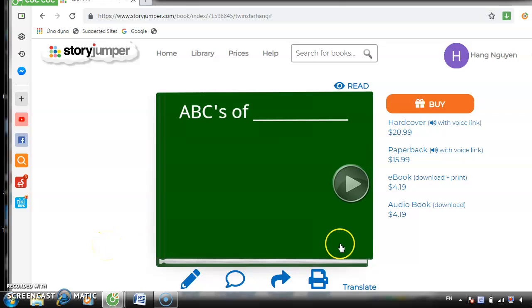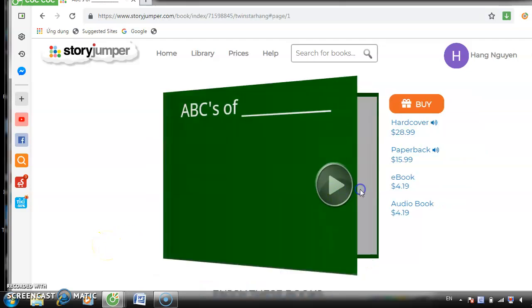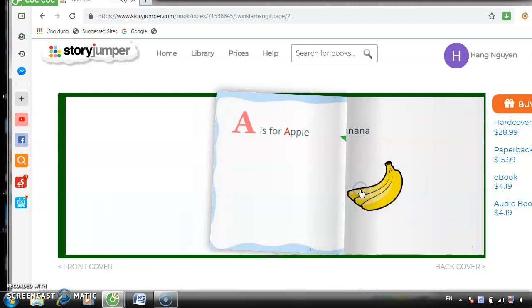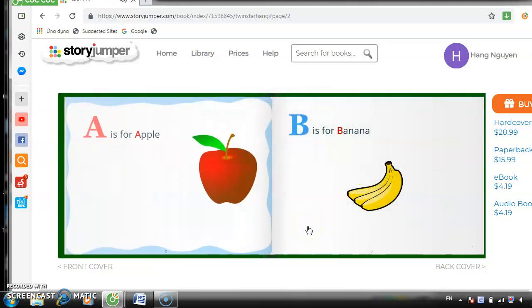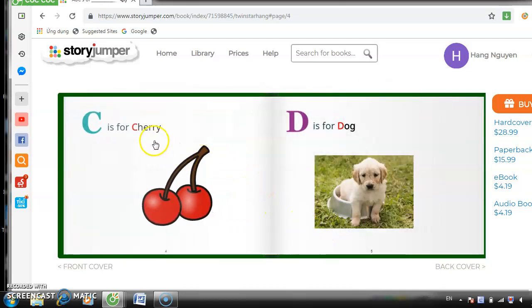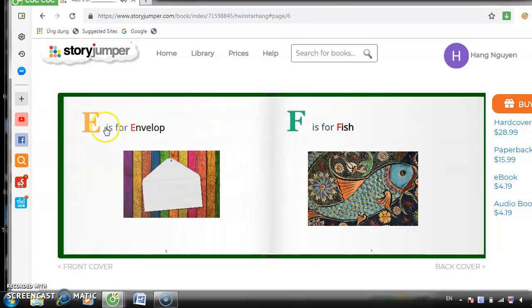Now let's learn with ABC books. A is for apple. B is for banana. C is for cherry. D is for dog. E is for envelope. F is for fish.